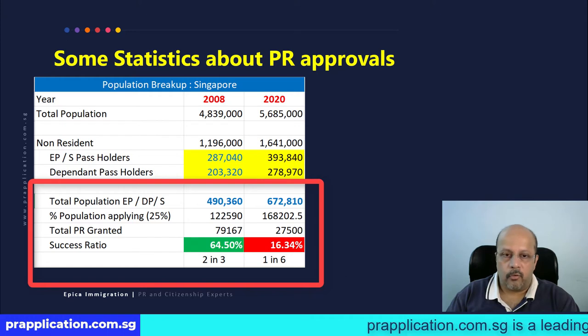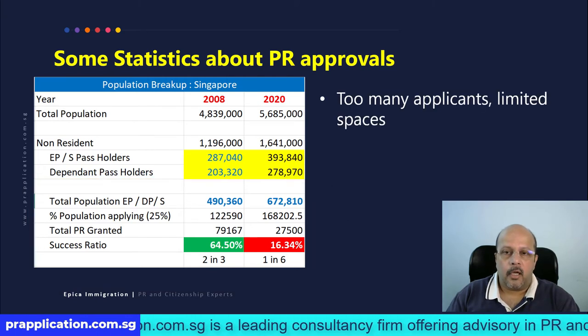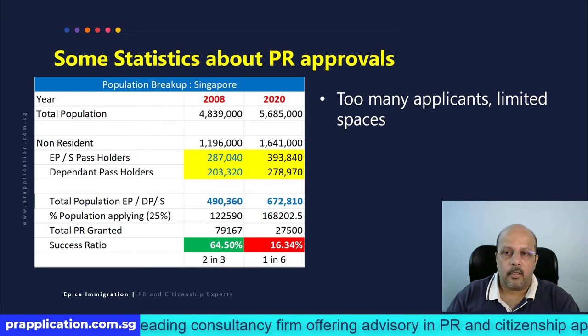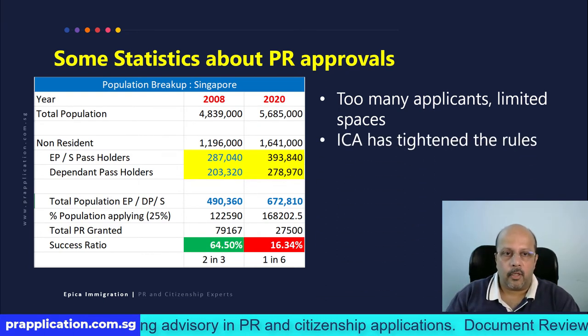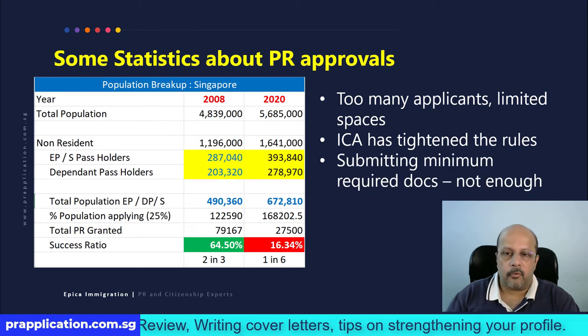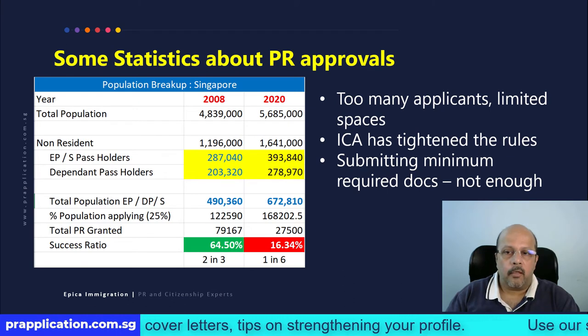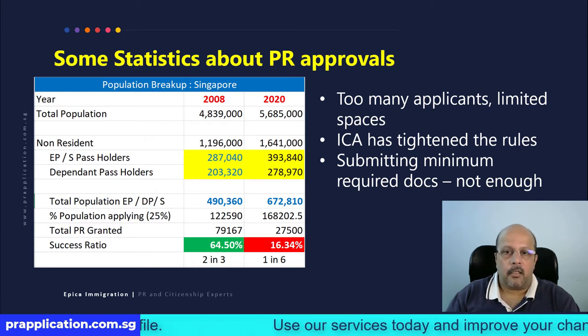So as you see, over the years, getting Singapore PR is becoming quite difficult. There are too many applicants today and the spaces available are limited. So as a result, ICA has tightened the rules because they have a lot of options now. If there are so many applicants, then ICA will obviously select the most promising ones to be PR in Singapore. So now submitting the minimum required documents which are written on the ICA website is not enough. That was a practice 10 years back.